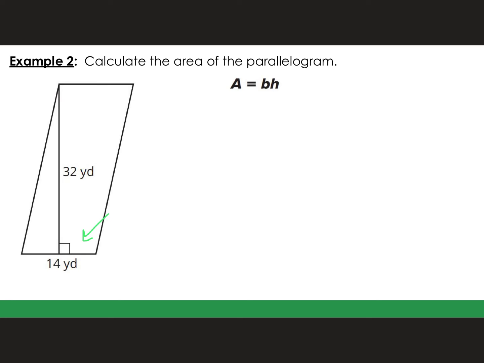So I'm going to rewrite the formula, substituting the 32 and the 14 in. So area equals 14 times 32. So if we do 14 times 32, area is going to equal 448. And we cannot forget our units. It's yards squared.